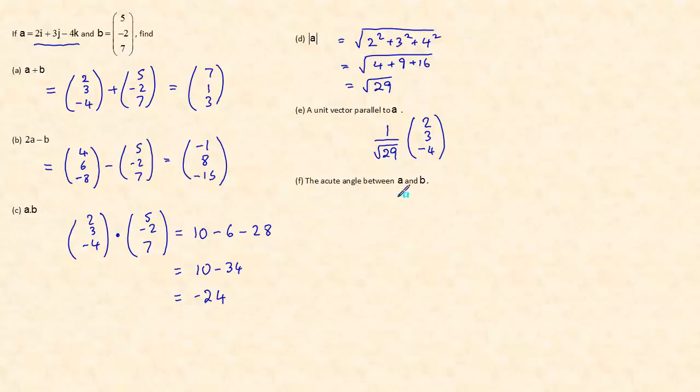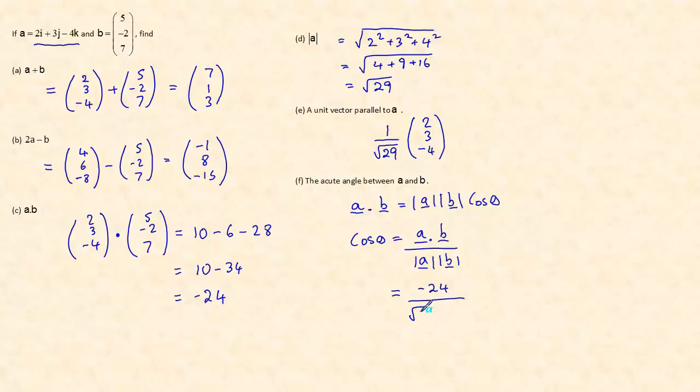Now we want the acute angle between A and B. We know that A dot B is mod A, mod B, cos theta, where theta is the angle. So cos theta is equal to A dot B divided by mod A, mod B. Now, A dot B we've done, it's negative 24. Mod A is root 29.